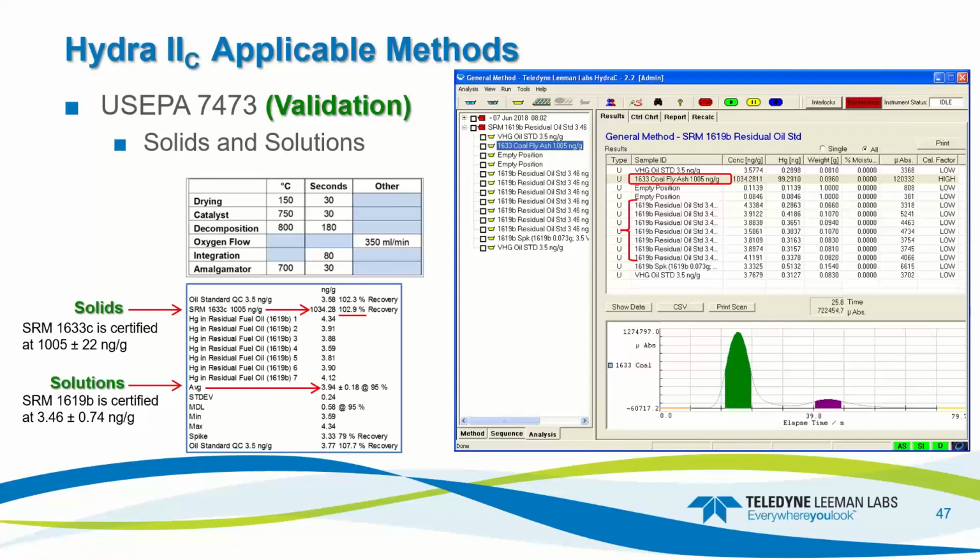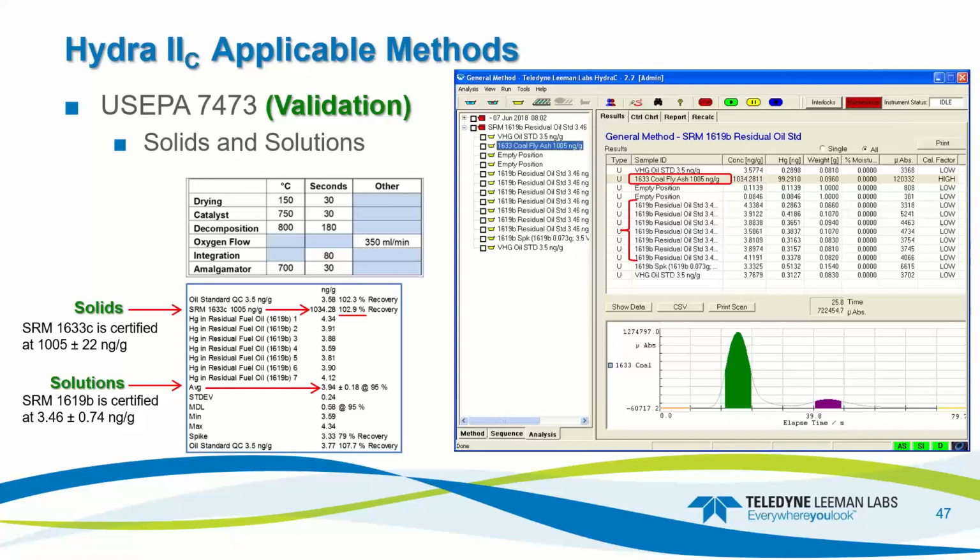So let's dive into some actual data. So we ran this as a validation for all three of our applicable methods. So let's start with US EPA 7473 for solids in solution. So the first table shows our operating conditions, and then below it shows our check standards for 7473. You have to run a low level curve check and a high range curve check. So we ran a solid SRM 1633C, and you can see we have 103% recovery, which is very good.